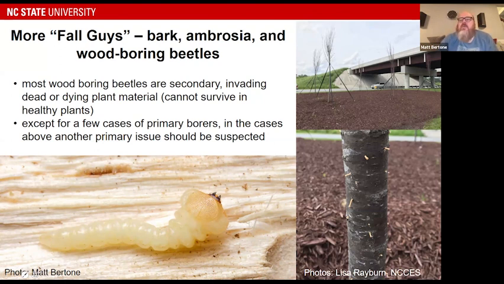And you get these borers, these ambrosia beetles and bark beetles attacking them. So don't blame the beetles. Don't think that if you destroy the beetles, they're going to be gone. Really keeping your plants healthy is the key.